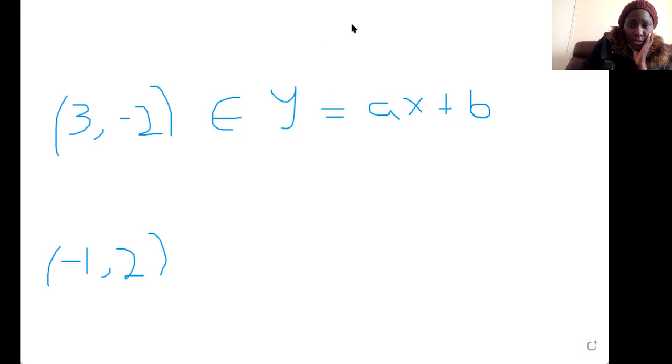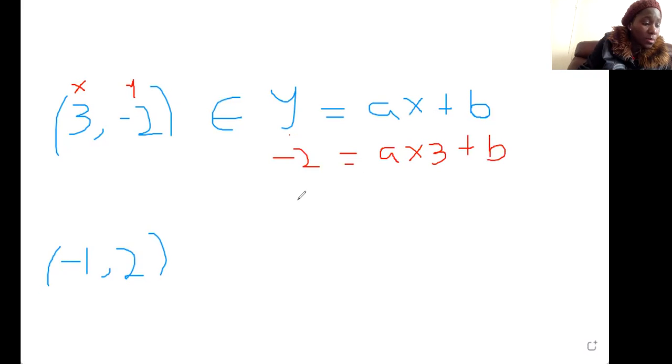So typically this changes to minus 2 for y, because that's your x and that's your y. So I'm going to have your y as minus 2 equals, what's your a there? We don't know, that's what we're trying to look for. So it becomes 3 times a, or a times 3 because x is 3, plus b. This is very easy. It could be that way, and you can twist it the other way around.